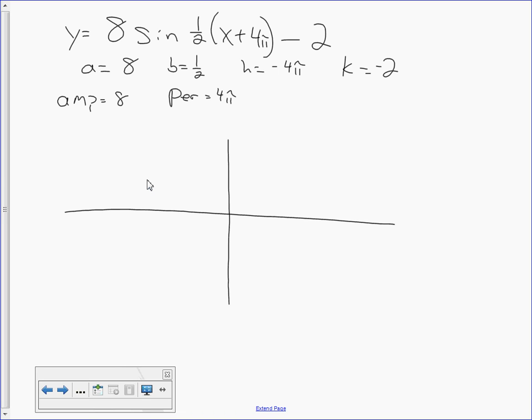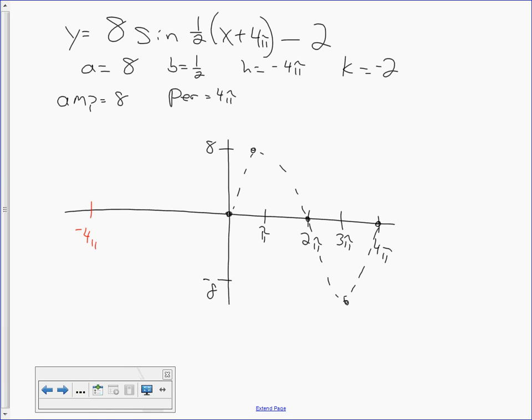So I know that my period is 4 pi. So here's 4 pi. These are going to be easy ones to work with. And then here's 8. It's a sine graph, so we start at 0: 8, 0, negative 8, 0. From there, everything goes left 4 pi, and then it goes down 2.